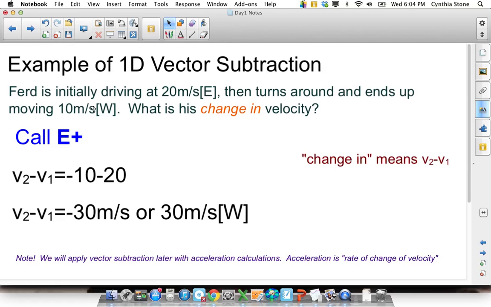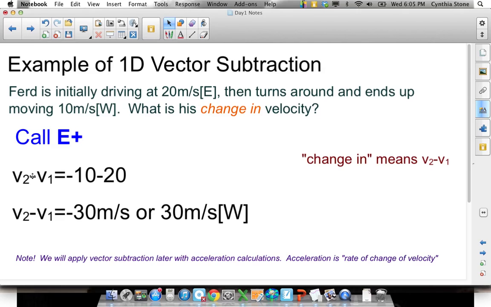But a one-dimensional example is if I say he's initially driving 20 meters per second east, and then he turns around and ends up moving 10 meters per second west, what's the change? If I called east positive, and again, it doesn't matter what you call positive, you could call west positive and do this solution, but I'm going to call east positive. My V2, because it's west, has got to be negative, right? So it's negative 10, and then I'm subtracting 20 meters per second east.